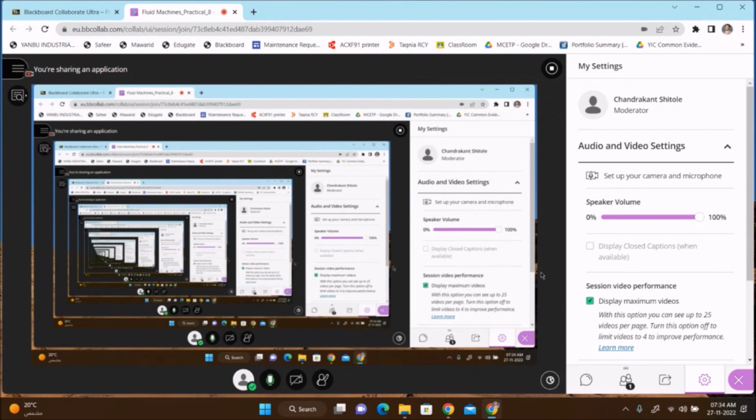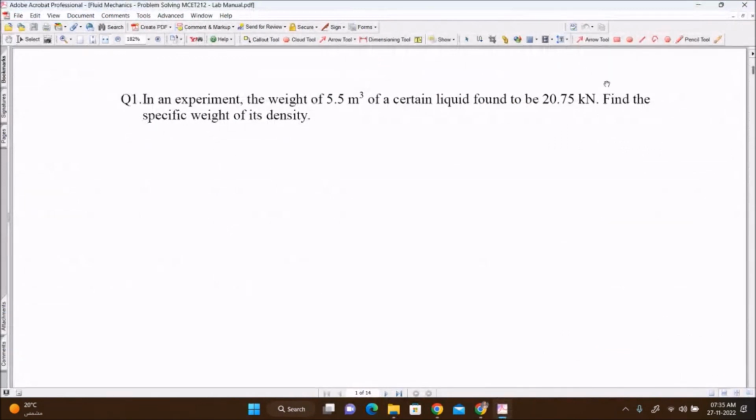So at the beginning of each experiment in the MCET212 lab manual, there is a pre-lab test or problem solving, which is created on the experimentation done that week. Now let us start from experiment number 1. It's on the basic properties of the fluid, and the problem is created accordingly for that lab. How to solve this problem?